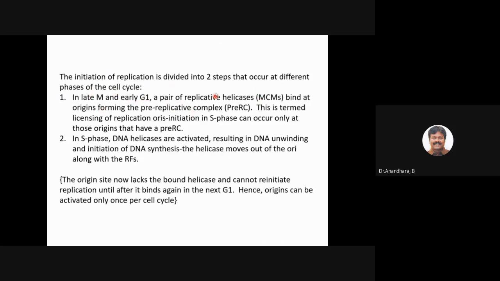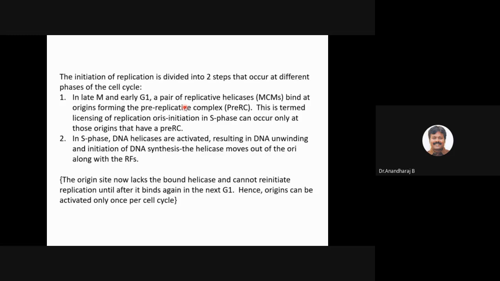The pair of replicative helicases, MCM, is the enzyme that will be used to unwind the DNA. It will identify the origin of replication and bind to these regions with the help of the pre-replicative complex. It is already positioned properly.